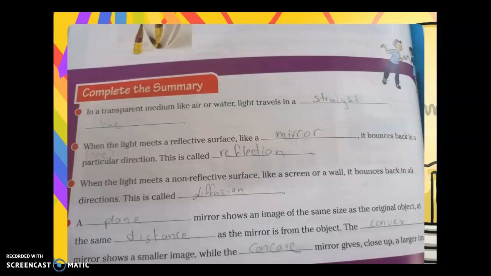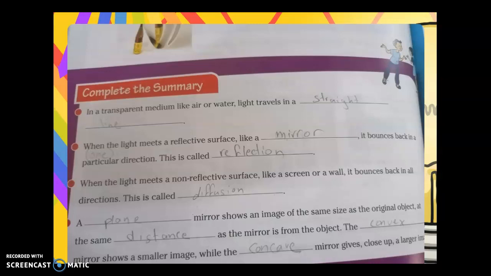Hello everyone. As you know, in a transparent medium like air or water, light travels in a straight line. When the light meets a reflective surface like a mirror, it bounces back in a particular direction, or one direction. This is called reflection. When the light meets a non-reflective surface like a screen or a wall, it bounces back in all directions. This is called diffusion.